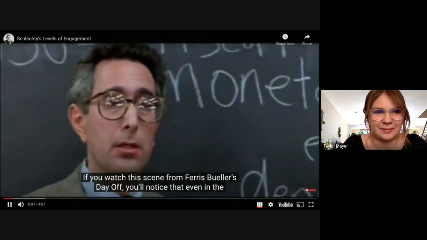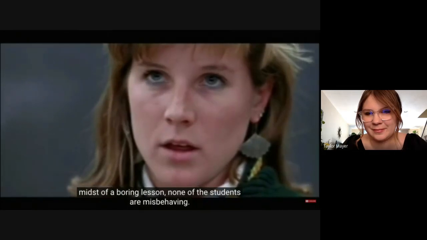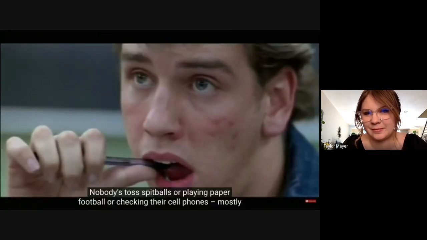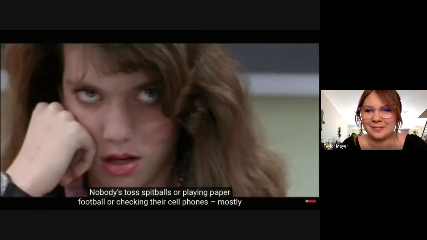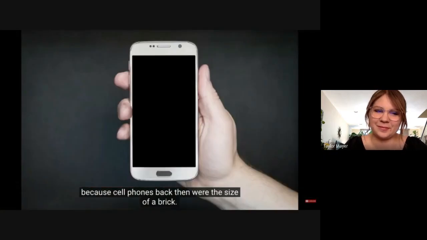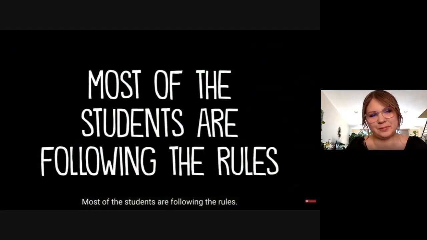If you watch this scene from Ferris Bueller's Day Off, you'll notice that even in the midst of a boring lesson, none of the students are actually misbehaving. They're quiet. Nobody's tossing spitballs or playing those paper football games or checking their cell phones because, well, the cell phones back then were the size of a brick. Remember the Zach Morris phone. But most of the students are essentially following the rules.